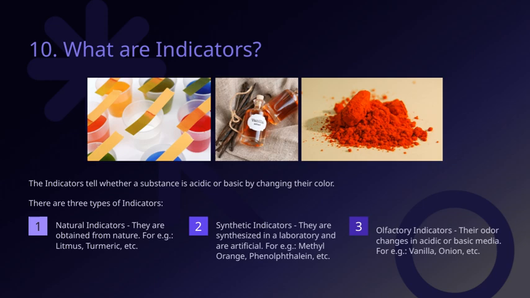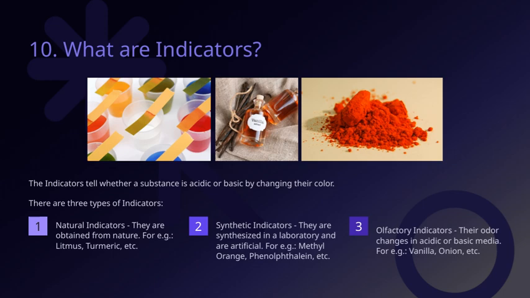Then there are natural indicators. These are derived directly from nature, which makes them eco-friendly and accessible. For instance, litmus, which is obtained from lichens, and turmeric, a common household spice. These natural indicators also change color depending on whether the solution is acidic or basic.